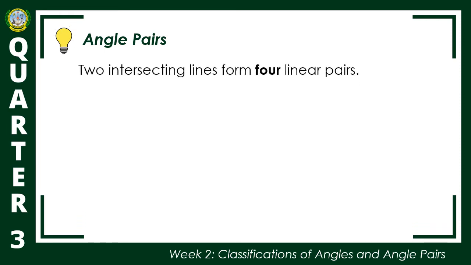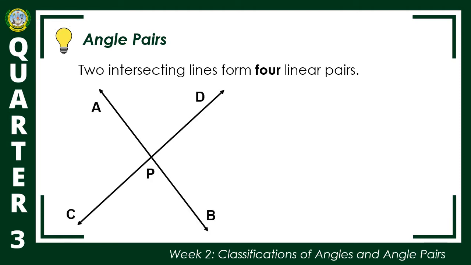When two lines intersect, they form four linear pairs. So, tulad po nung nasa figure natin, we have line AB and line CD intersecting at point P. As you can see, nag-form po siya ng mga linear pairs. And there are four linear pairs. Isa-isahin natin. The first pair is angle APD, this one, and angle DPB.